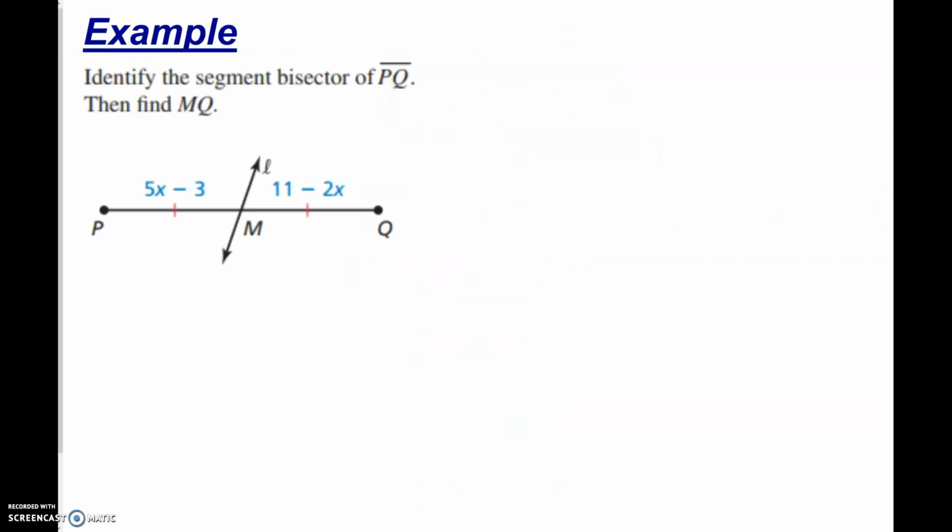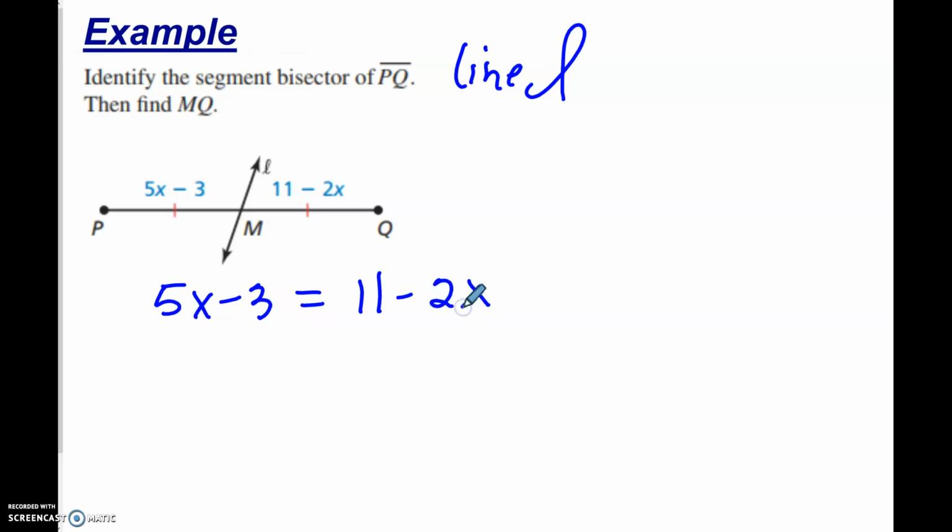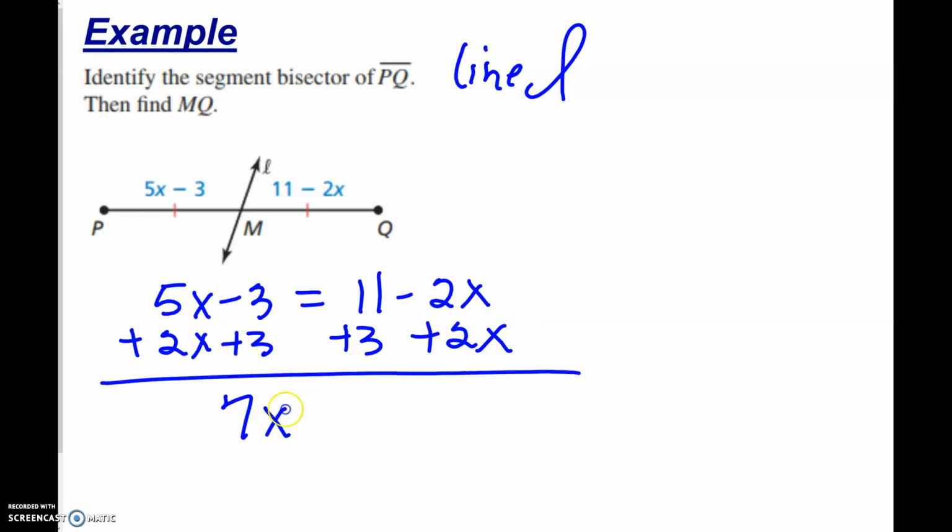All right, identify the segment bisector of PQ. The segment bisector is going to be line L, lowercase cursive. Then find MQ. Let's see, because that's a midpoint. Segment addition is not going to work here. So because this is a bisector, we knew that these two segments need to be congruent. So I'm going to add 3, and I'm going to add 2x. So 7x equals 14. And we're going to divide both sides by 7, and x is 2.